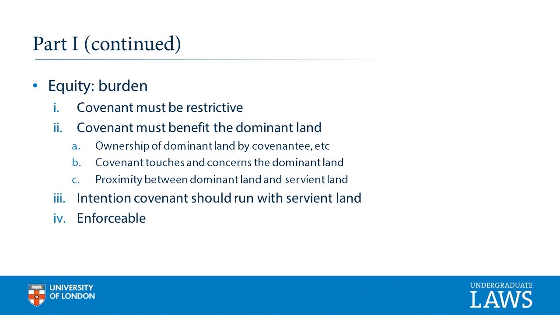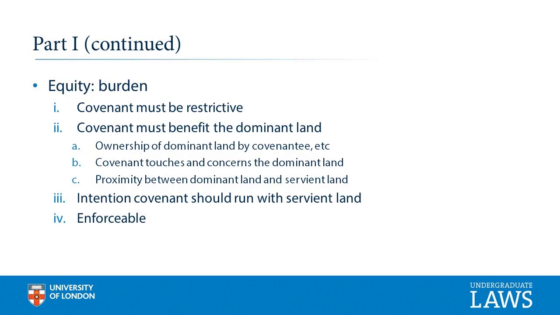To adapt a very well-known example, a covenant restricting the use of a house in London is unlikely to affect the enjoyment or value of a house in Glasgow. And for those who are unfamiliar with UK geography, the distance between London and Glasgow is approximately 420 miles.